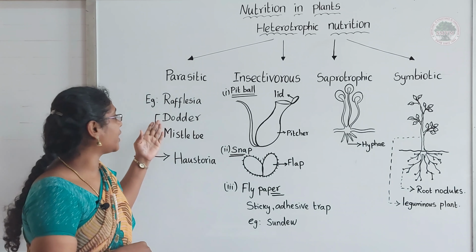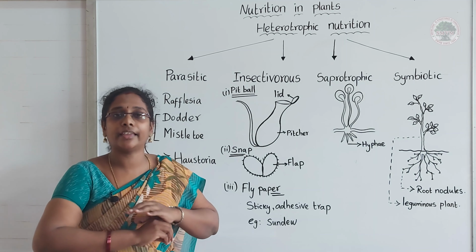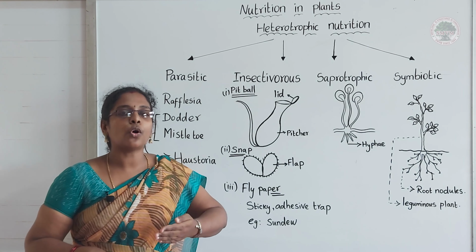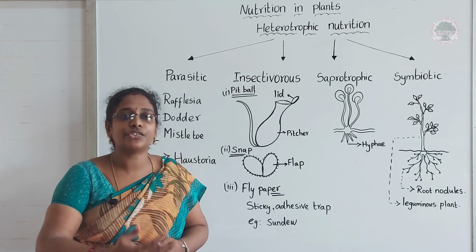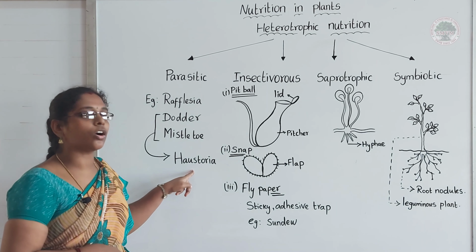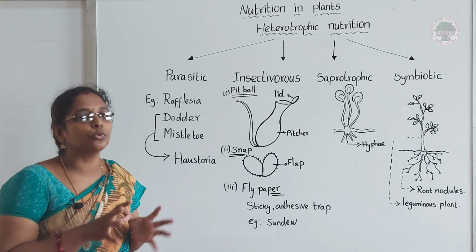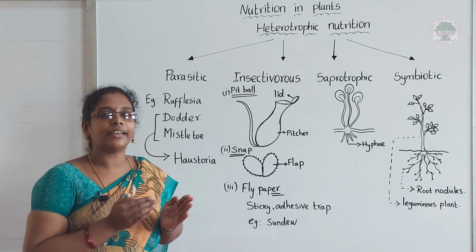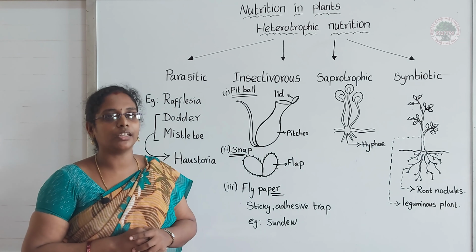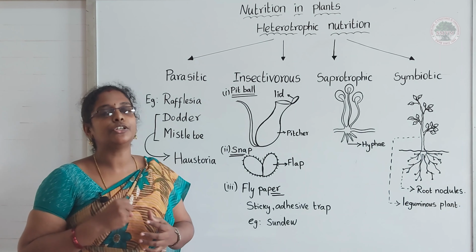The next one is dodder. Dodder is a kind of plant, and here also there are no leaves at all. It grows on other plants, other trees, and it produces a part called haustoria. This haustoria is mostly like roots. It penetrates inside the plant body, the host body, and sucks the nutrients from it.